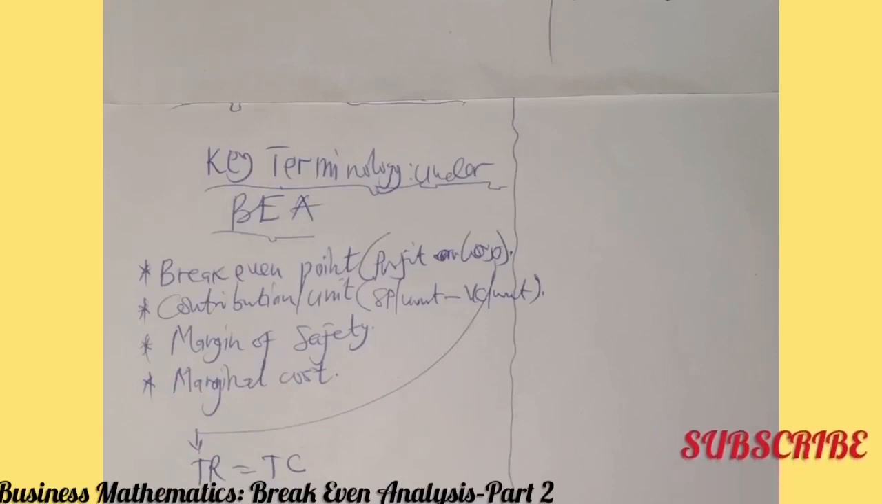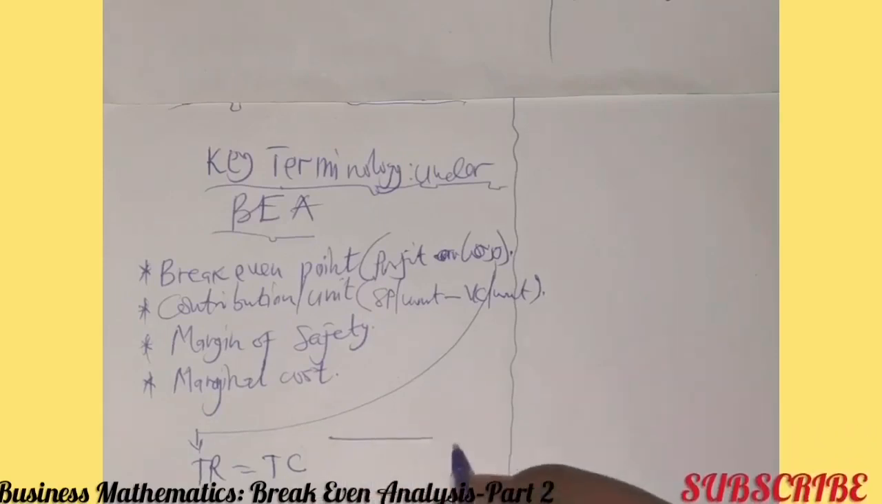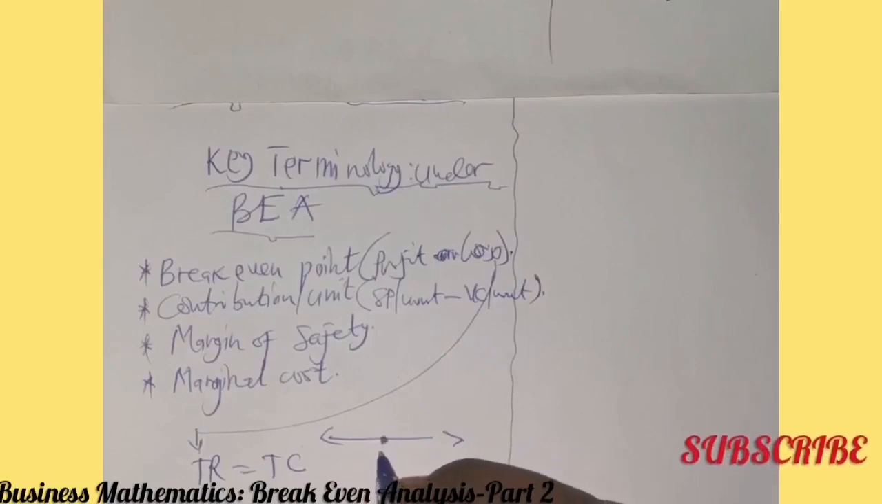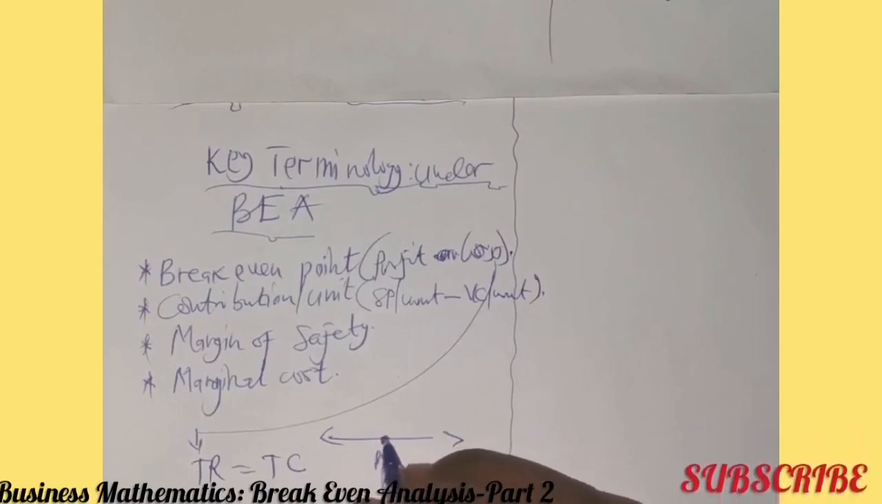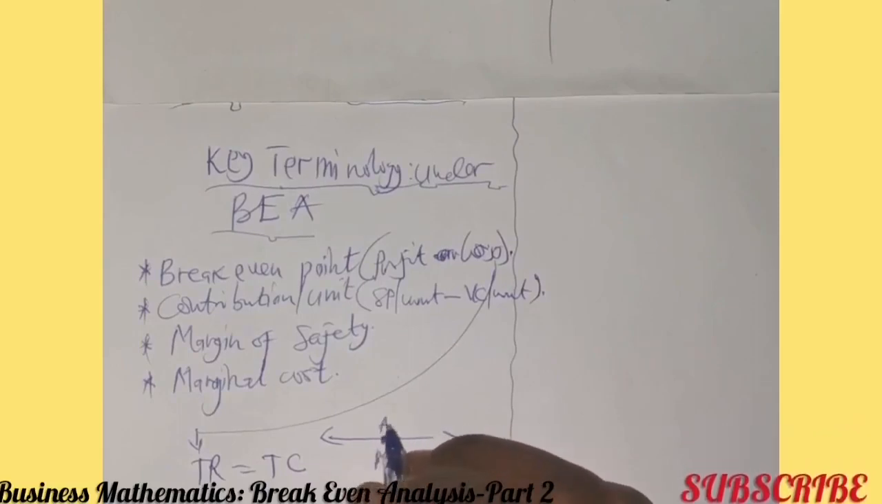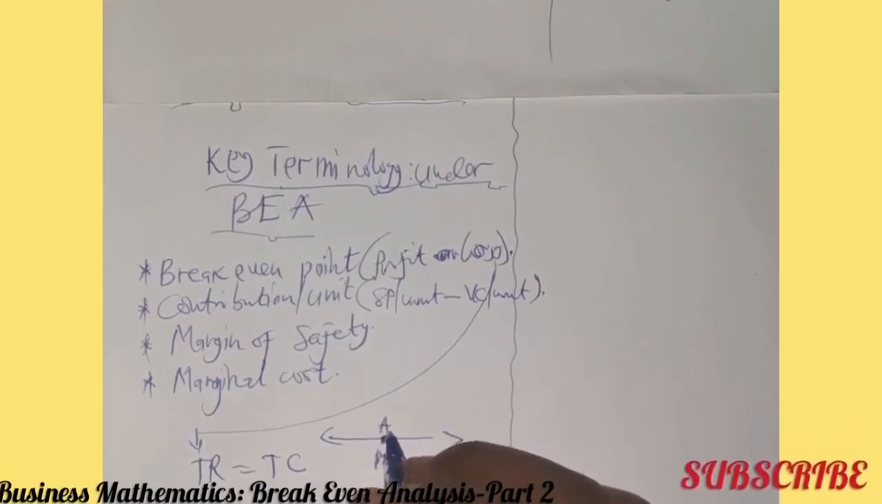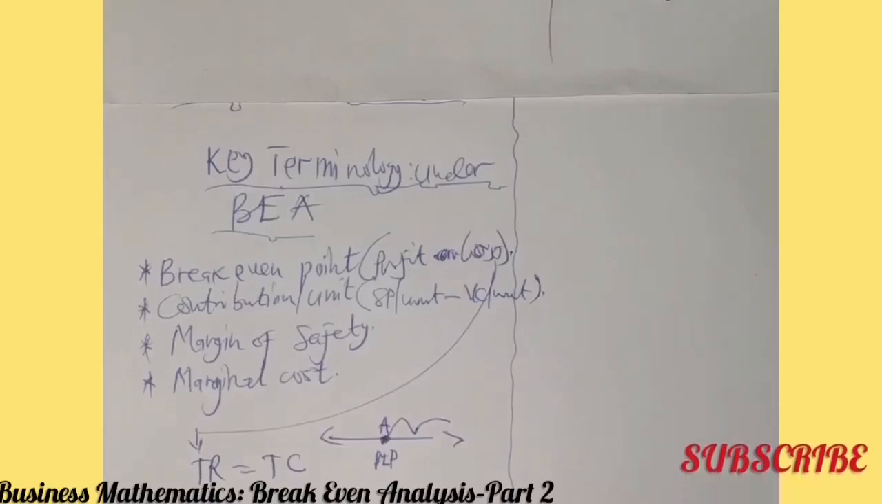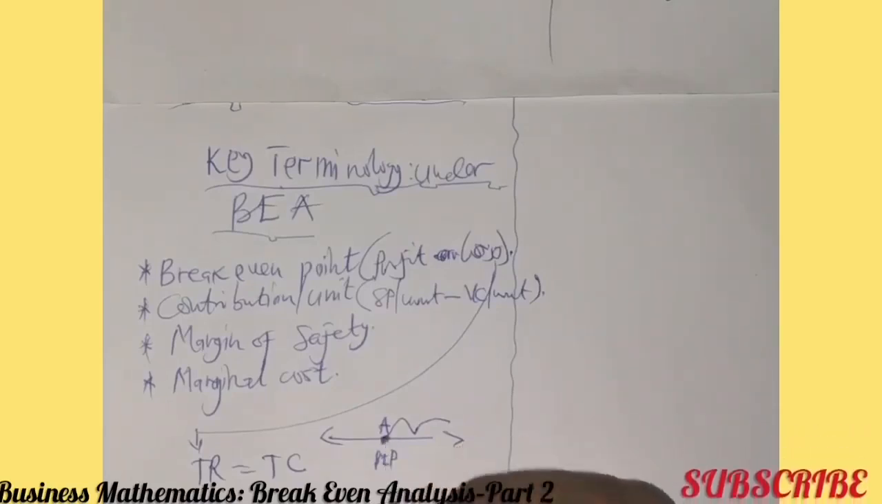So, let's say assuming that I have this line, the organization breaks even at this point. This is my break-even point here. So all units above this break-even point, let's say point A, anytime the organization produces above point A, there is a profit that is going to be made. But when it produces at this point, they are making what?